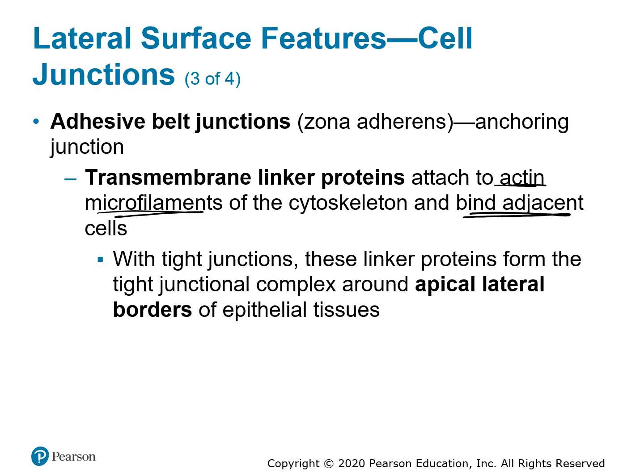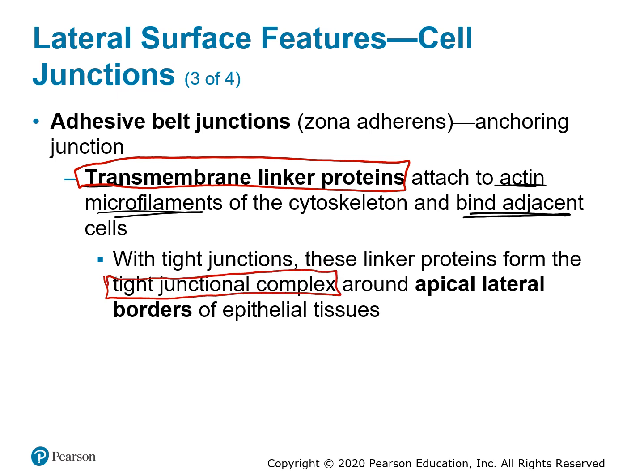Okay, so these transmembrane linker proteins, plus the tight junctions that we talked about just before, form the tight junctional complex around apical lateral borders of the epithelial tissue. Do a little bit of thinking about what all of these words mean to identify where that might be in the cell.